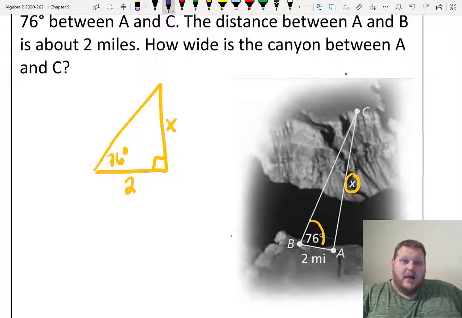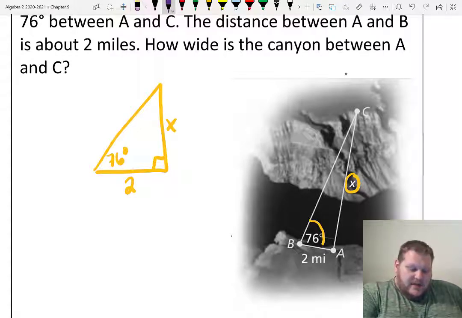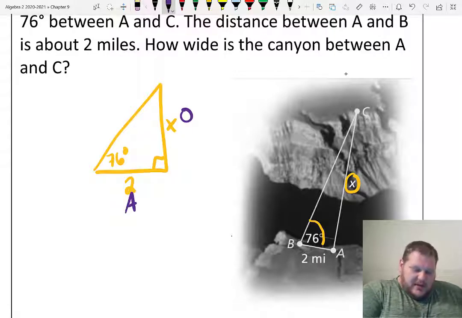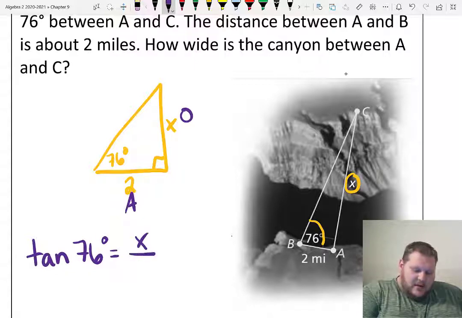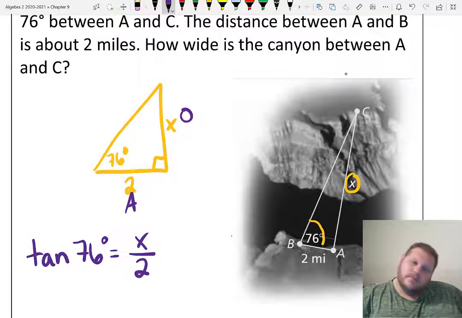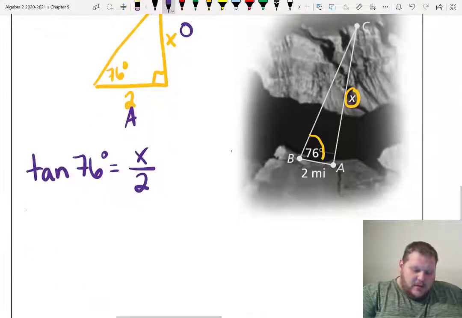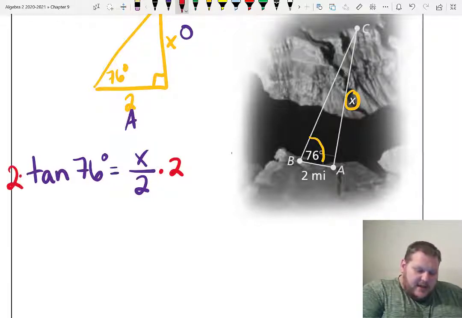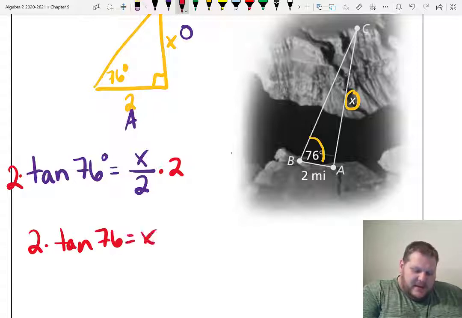Once we have this set up, it's a problem just like up above in box 2. I have 76 degrees. This would be my opposite. This would be my adjacent. So I'm looking for the opposite, and I have the adjacent. So if I'm going to set up that equation, the tan of 76 degrees is equal to x over 2. So times 2 on both sides to get x by itself. So 2 times the tangent of 76 is what x is equal to.